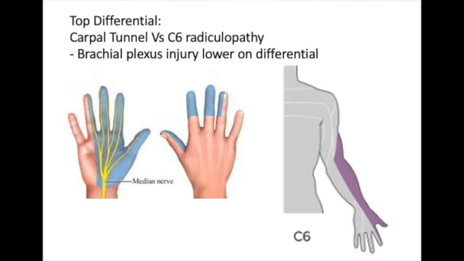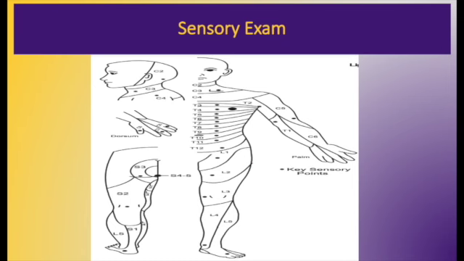If someone has decreased sensation over their index finger and thumb, the top of my differential includes a C6 radiculopathy versus a median nerve injury, most commonly carpal tunnel. With a solid understanding of dermatomes and peripheral nerve sensory distributions, the sensory exam can help you rapidly narrow your differential diagnosis.